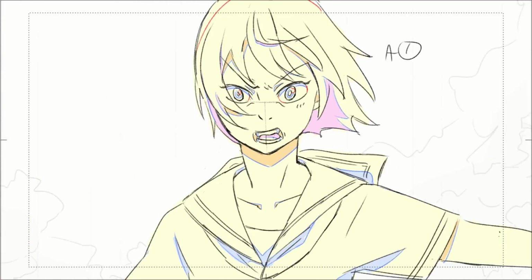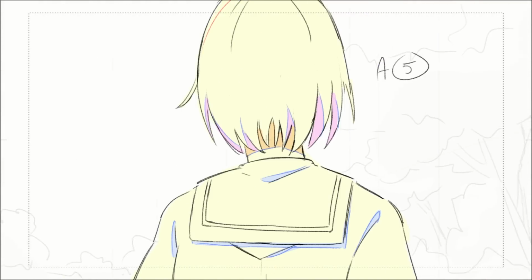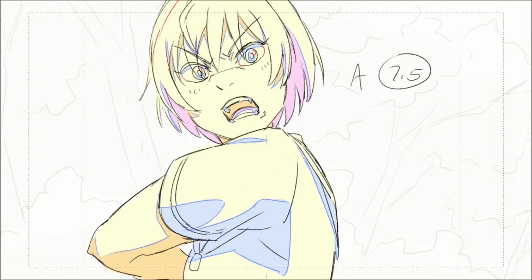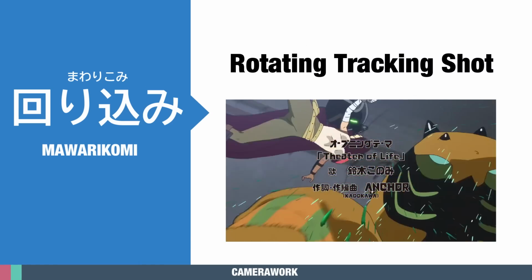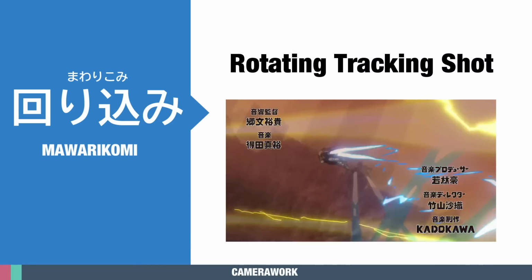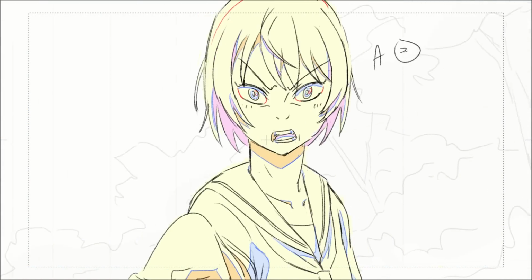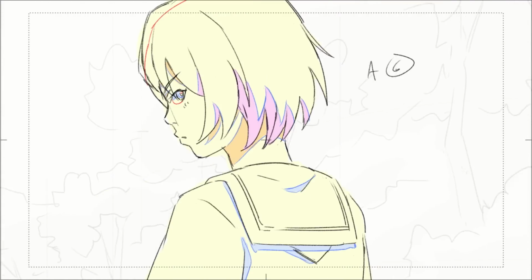So here is a type of shot you sometimes see in Japanese animation. Here the camera is rotating and pivoting around the character. We call these a Mawarikomi shot in Japan, and they are sometimes called a rotating tracking shot or a rotating dolly in the West. These are really cool, and I don't really consider them overtly difficult to animate.